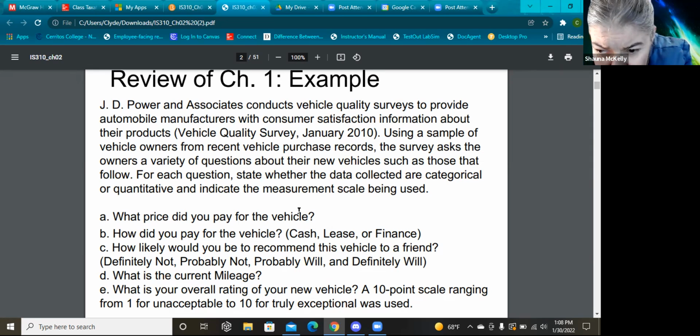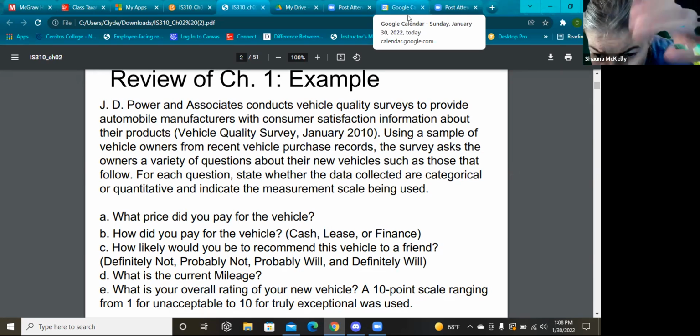How likely would you be to recommend this vehicle to a friend? Now here, the ratings that you have, definitely not, probably will, definitely will, are naming, but they're also ranked. So your level of satisfaction is ranked. In other words, if you would probably recommend it, that's a better recommendation than if you definitely won't recommend it. But how much space is there between that? We don't know that. I could ask 10 people with the same 2 ratings, and those ratings might be a lot closer together or a lot further apart.